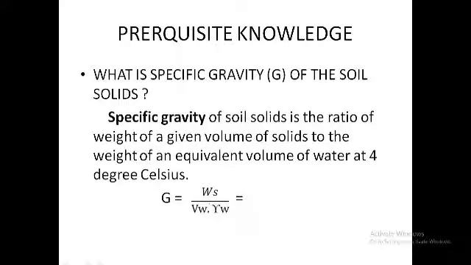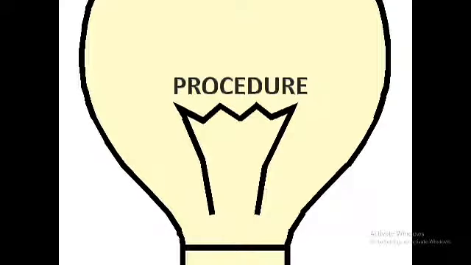Now it can be written like this: this is the weight of the solids, Ws, and the volume times the unit weight of the water will give us the weight of water having the same volume as the solid, which can also be written like this. Ws by Vs is gamma s, which is the unit weight of the soil solids. So the unit weight of the soil solids divided by the unit weight of the water will give us the G value, or the specific gravity of the solids. Let us begin with the procedure.